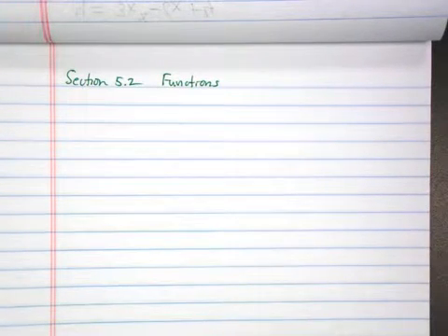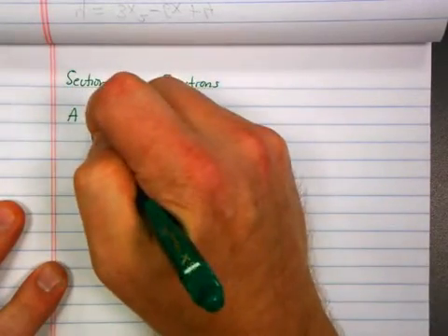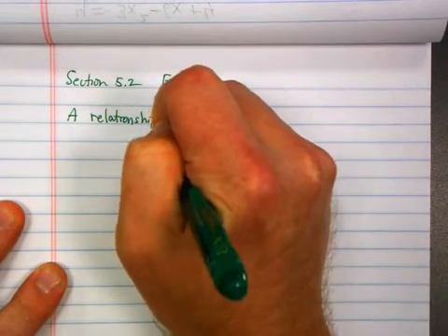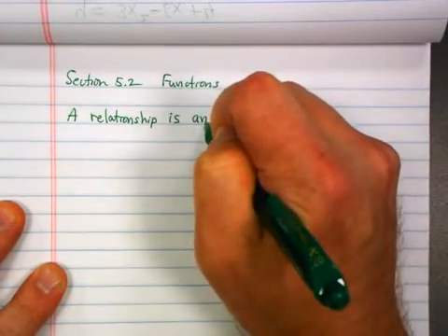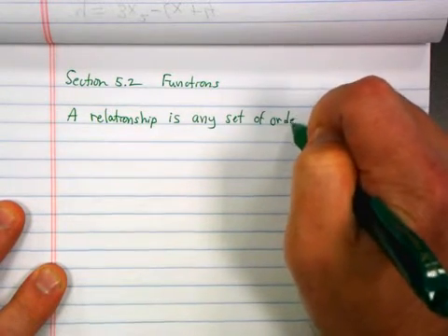Section 5.2, we're going to talk about functions. A relation, or relationship, is any set of ordered pairs.